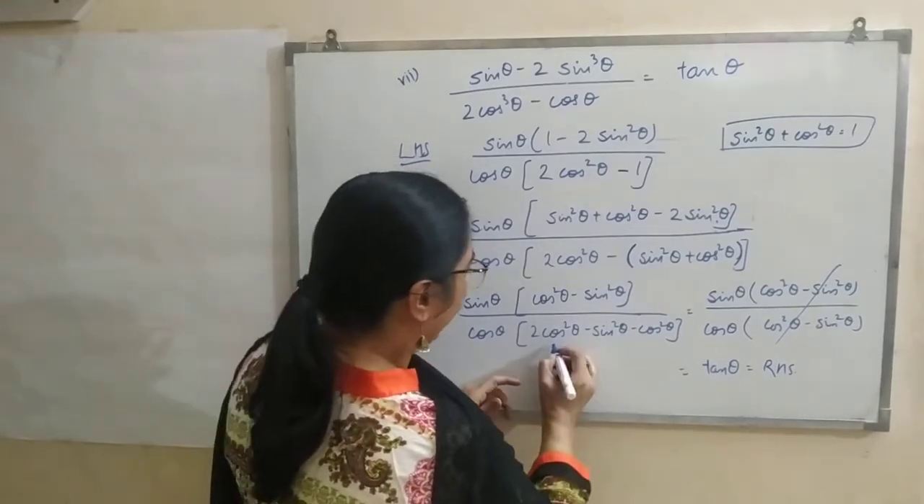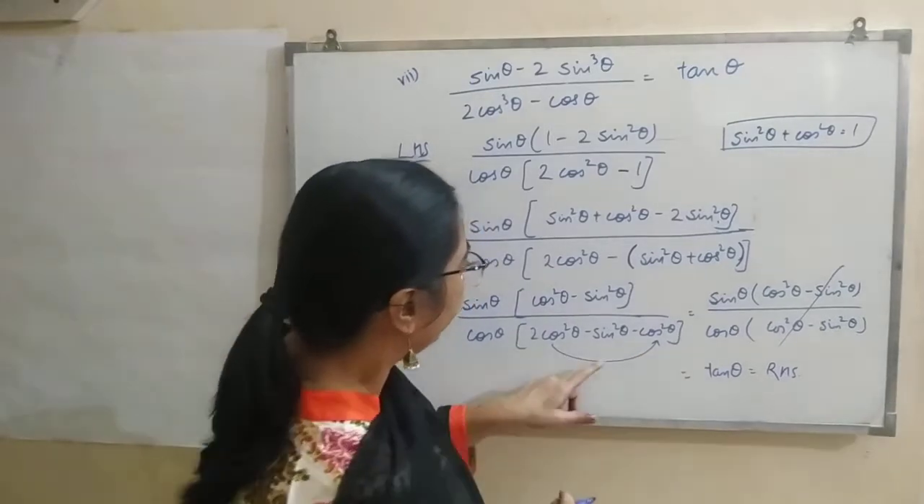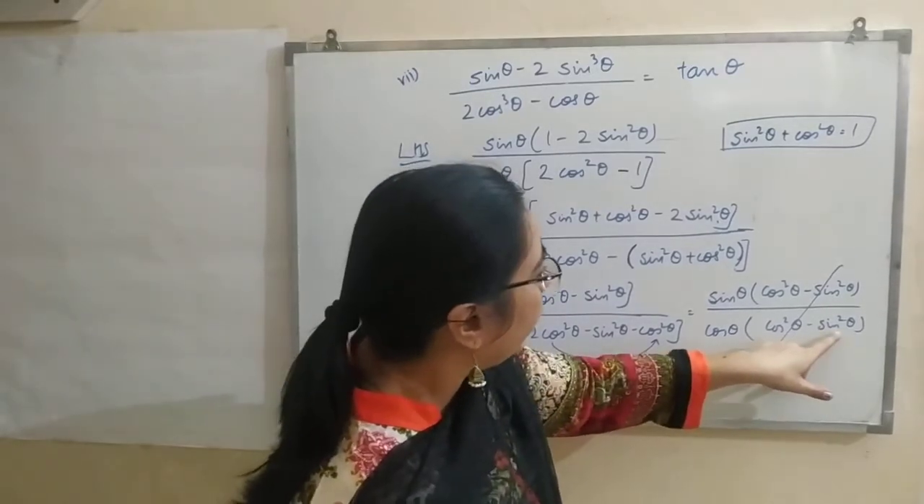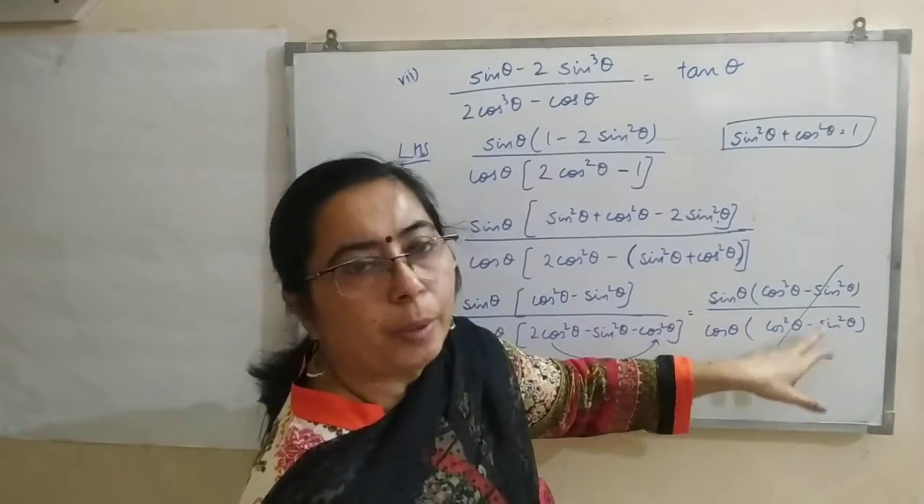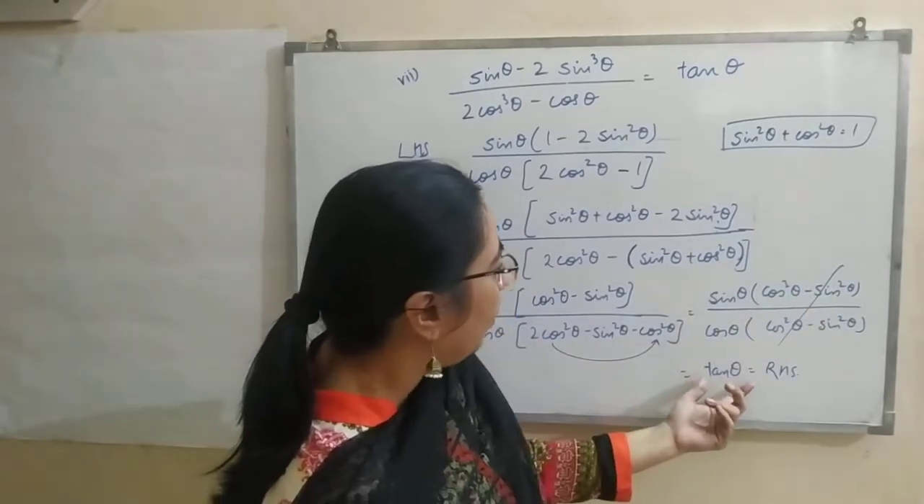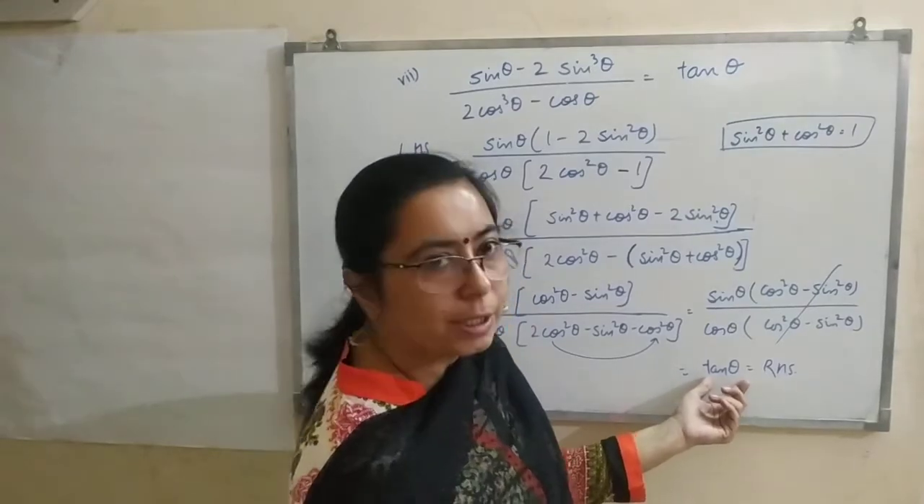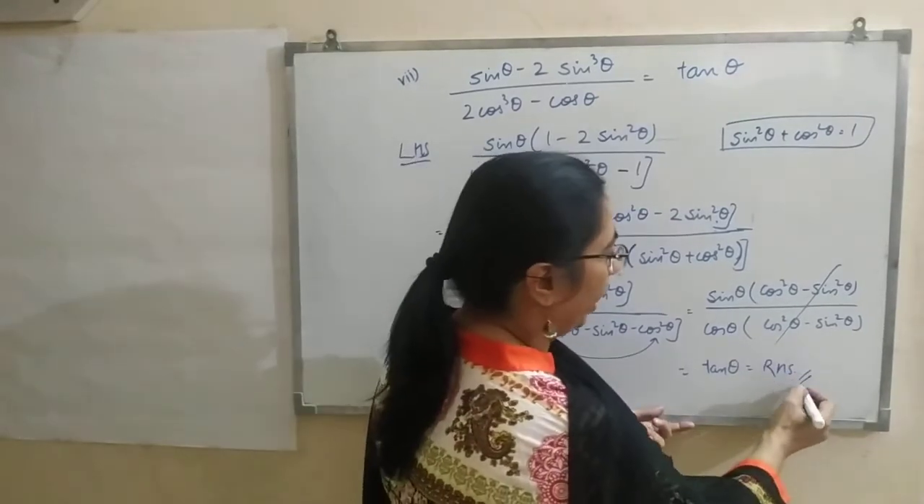So again these are like terms, 2 cos square theta minus cos square theta, which will give you cos square theta minus sin square theta. So this is the common term which is in the numerator and denominator both. I can cancel it. I am left with sin theta by cos theta, that is tangent theta, which is equal to the right hand side.